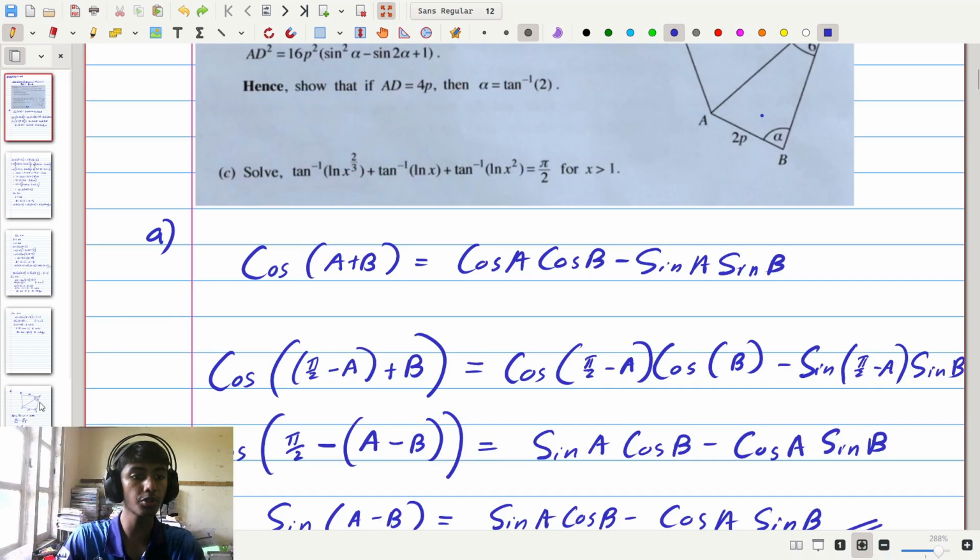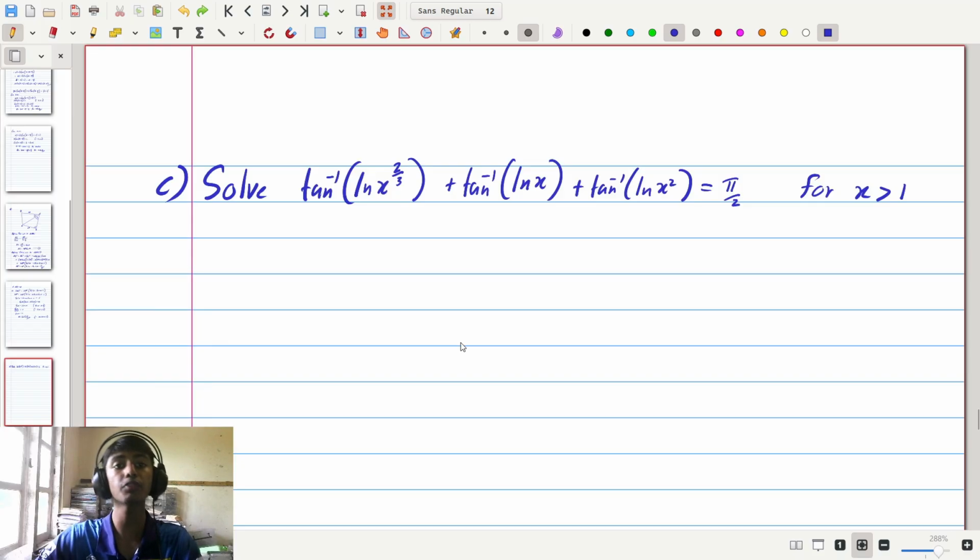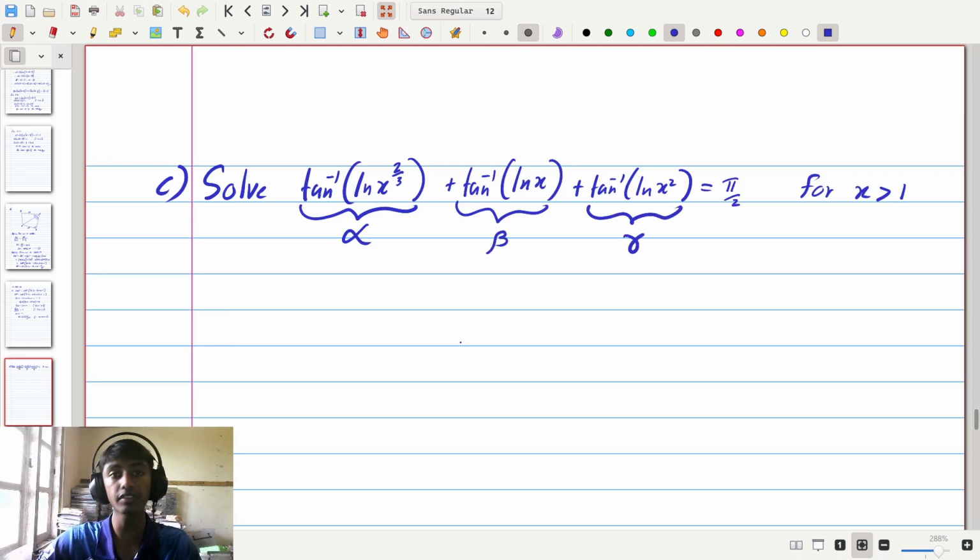To solve this, what we're going to do is define each of these angles as being equal to certain values, let's say alpha, beta, and gamma. So basically here we have three angles, alpha, beta, and gamma, which when added together are equal to pi by 2, and alpha, beta, and gamma are between negative pi by 2 and pi by 2 based on the definition of tan inverse. So now we know that.